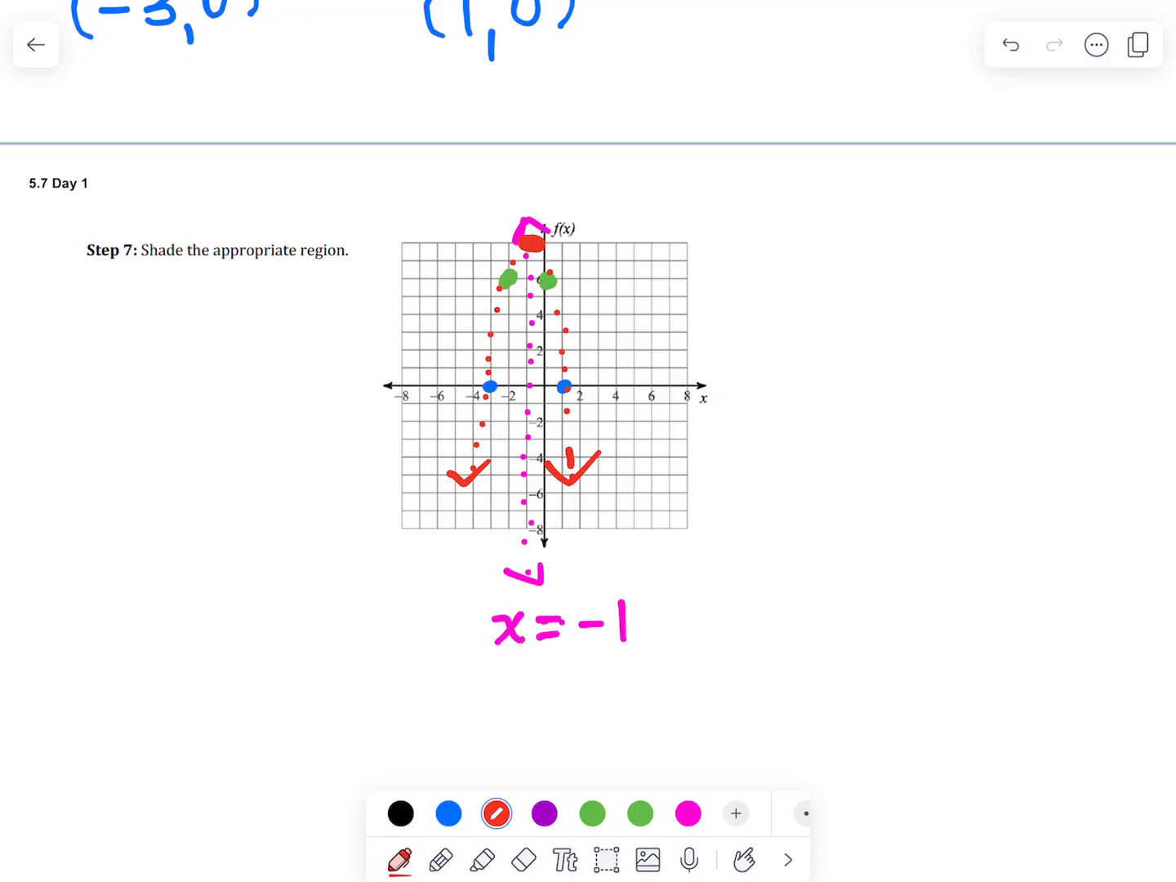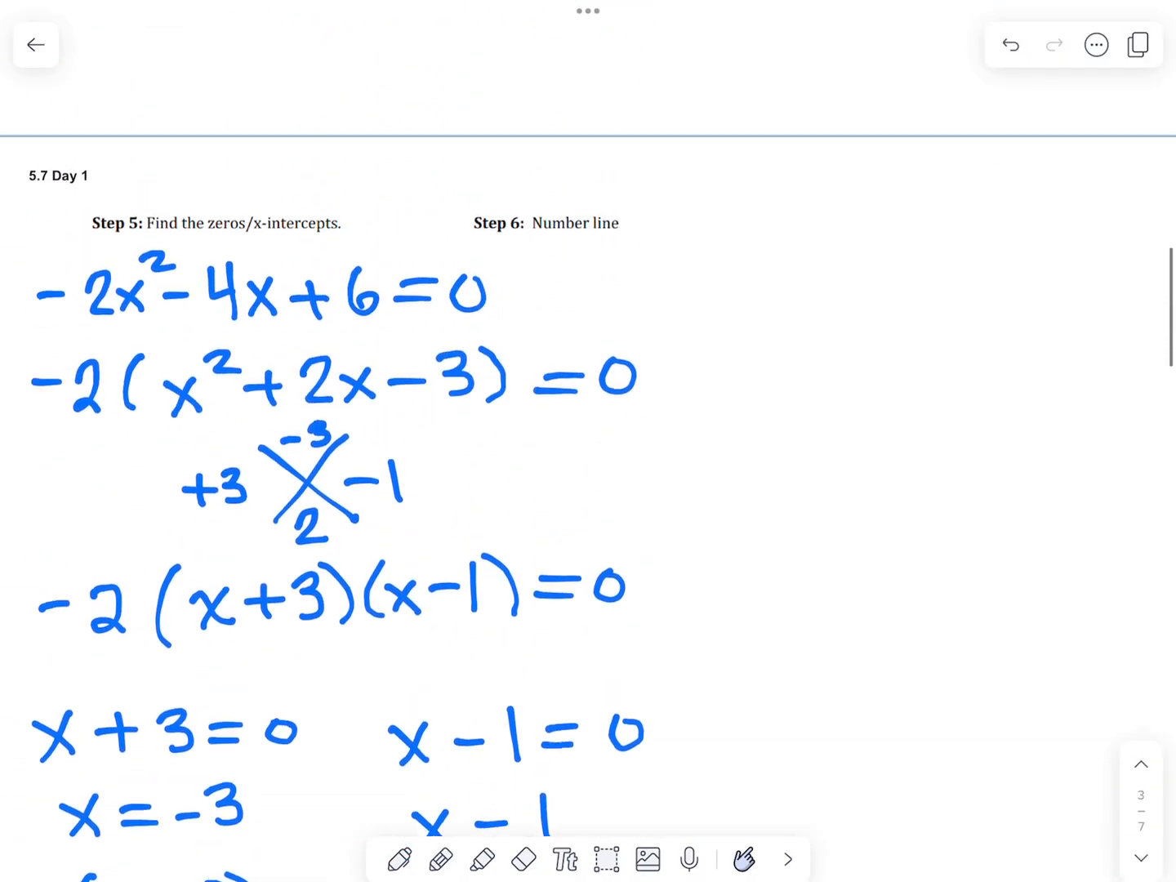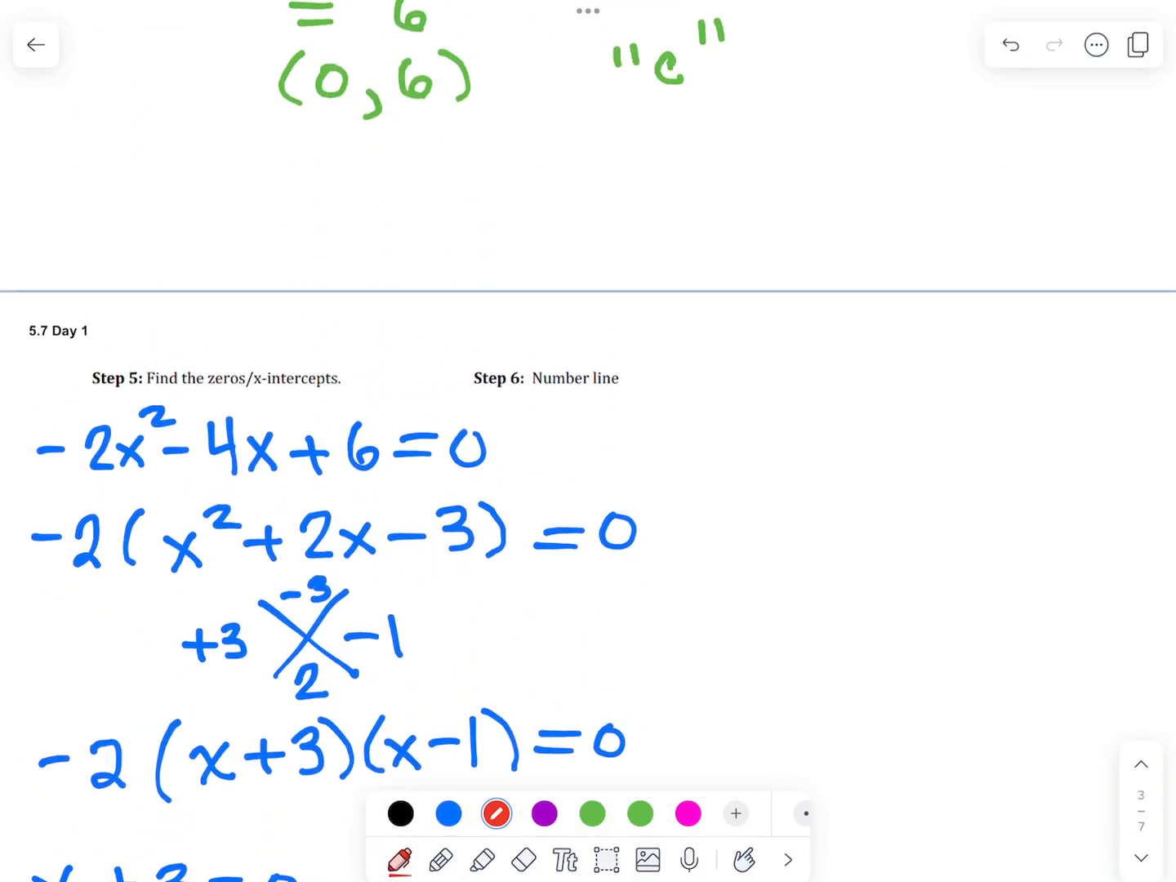And before we shade the appropriate region, we have to test to see, does this parabola need to be shaded outside or inside the parabola? So that'll be moving on to step 6. So step 6 says create a number line. So here's our number line. And we have our x-intercepts going on that number line. We call these critical points. So these are our zeros.